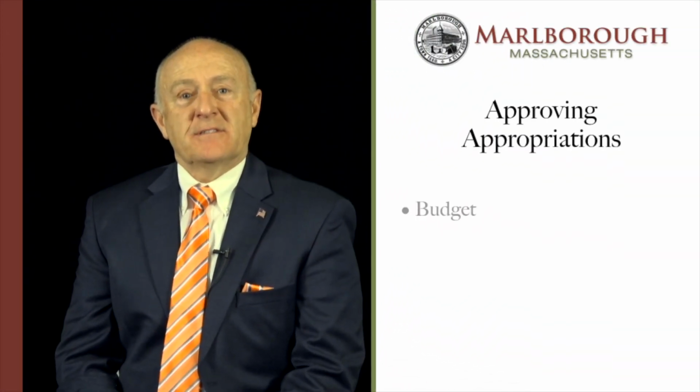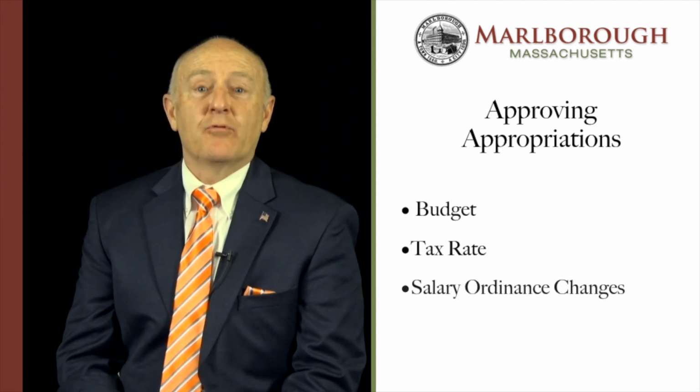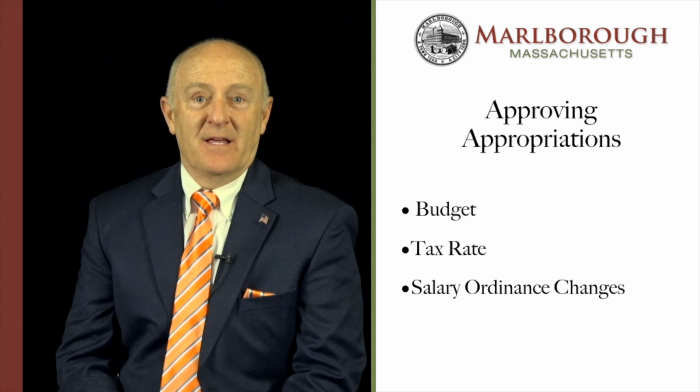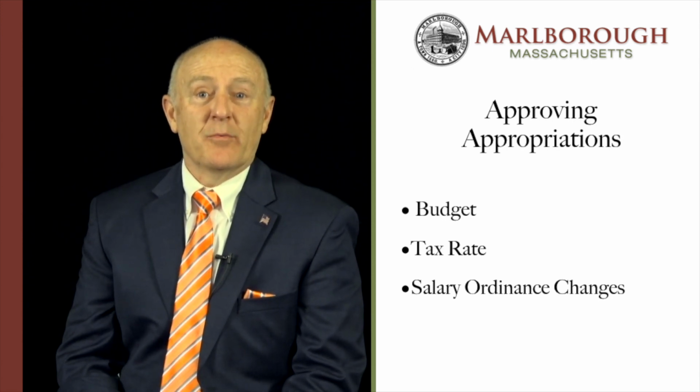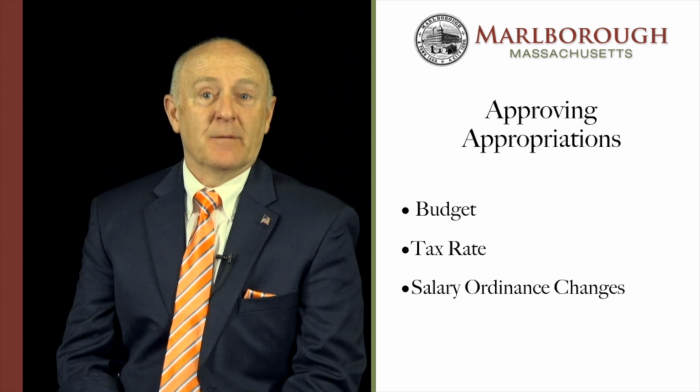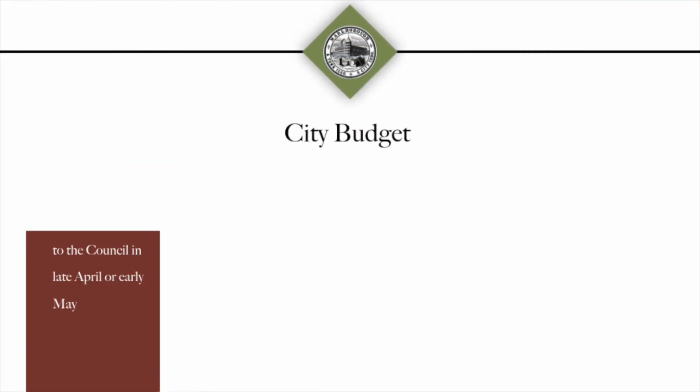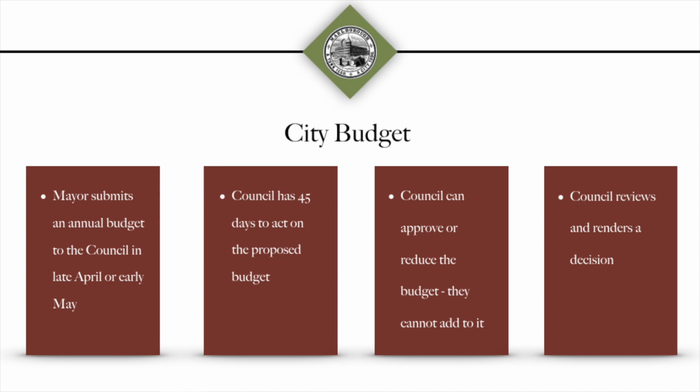So now let's look at the second City Council function, approving appropriations or funding services. There are three key elements in approving appropriations. They are the budget, approving the tax rate, and salary ordinance changes. Let's start with the budget. So the mayor submits an annual budget to the council in late April, early May. The council has 45 days to act on the submitted budget. The council can approve or reduce the budget. It cannot add to the budget. That's an important concept. The council reviews the budget and renders a decision on the budget.